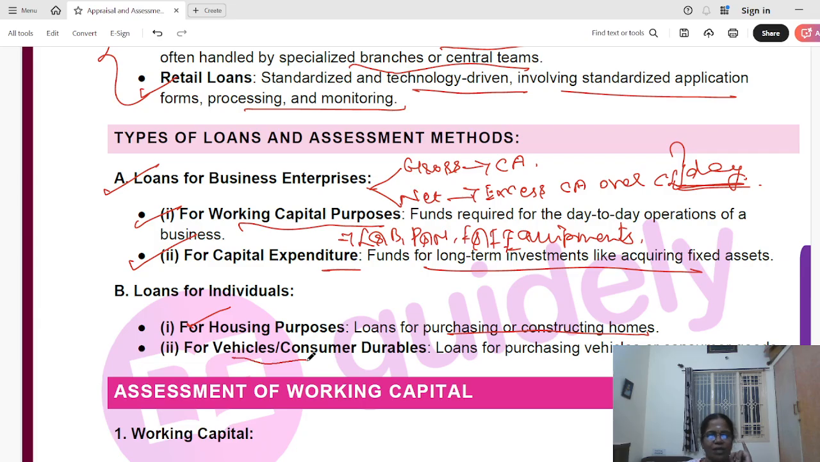Another one is vehicle loans, that is two-wheeler, three-wheeler, and four-wheeler loans. Then consumer durables, which are loans for purchasing consumer goods. So those are for the individual: housing, vehicles, and consumer durables. These are all the loans for individuals.